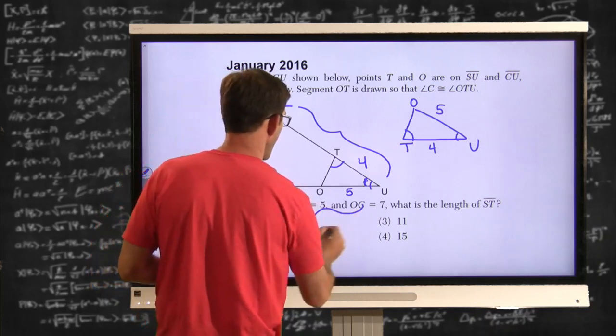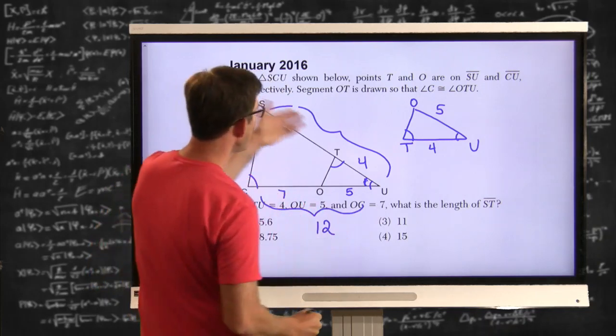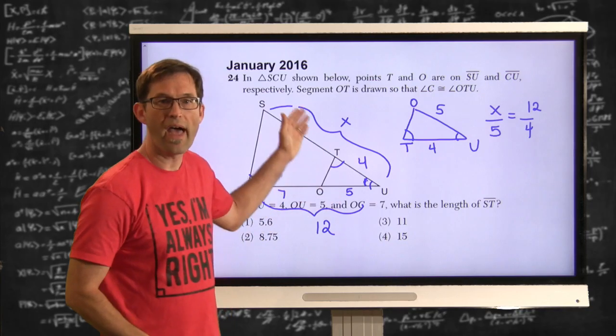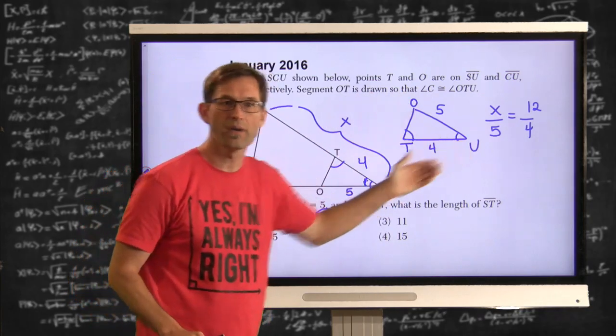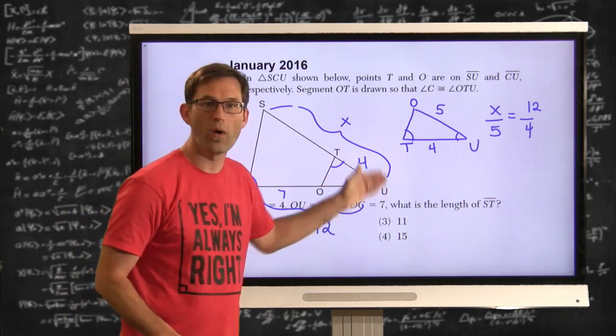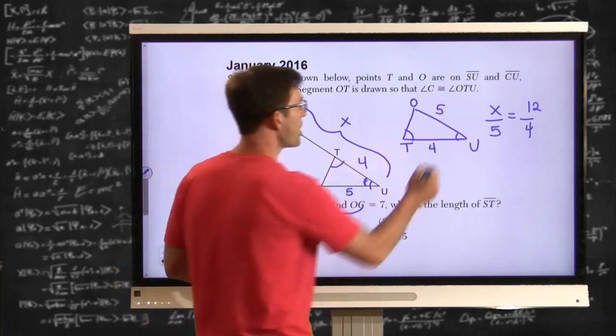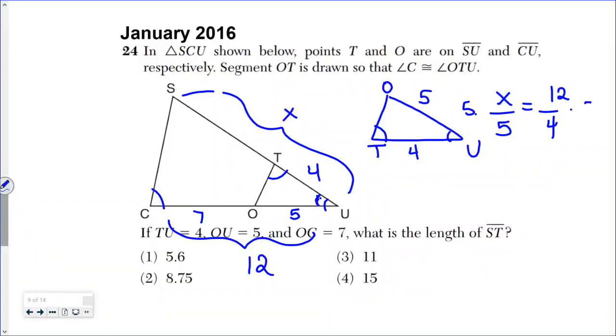Here I've got 12. Here I've got SU, maybe I'll call it X. So I might say that X divided by 5 is equal to 12 divided by 4. So X divided by 5 is equal to the whole length 12 divided by this whole length 4. I can easily solve this by multiplying by 5 on both sides. Of course, 12 divided by 4 is just equal to 3, so 3 times 5 gives me 15.